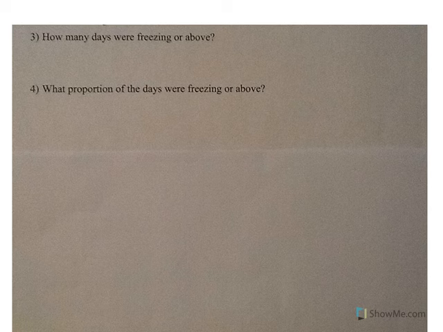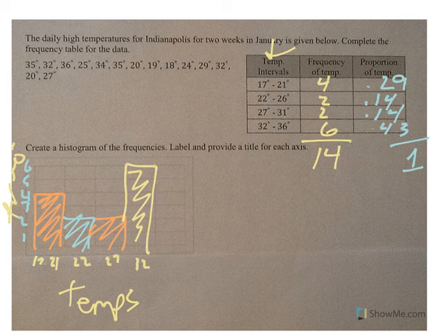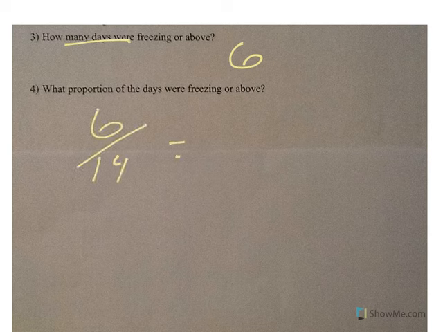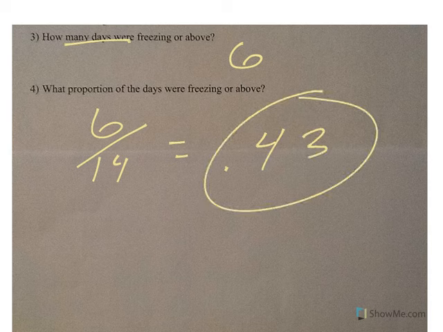Now answering questions. How many days were freezing or above? Well, remember that freezing starts at 32. So that's just this part. So again, how many? That's just a number. It's 6. So what's that proportion? Well, 6 out of 14 gave us 0.43. So your proportion would be 0.43.